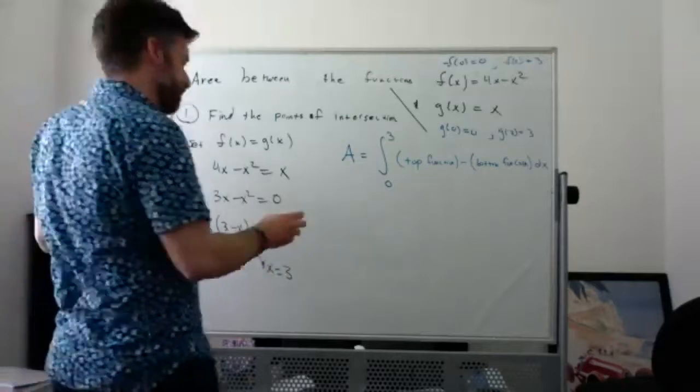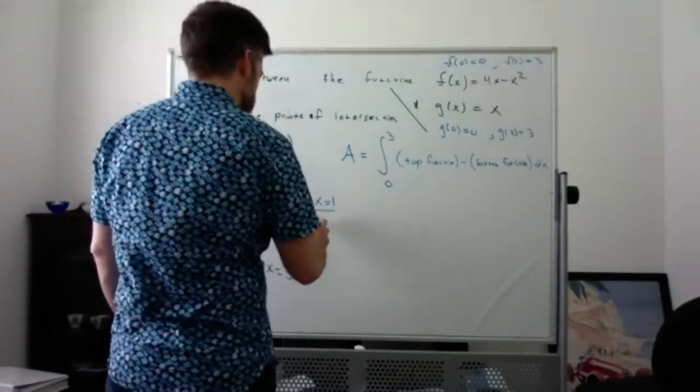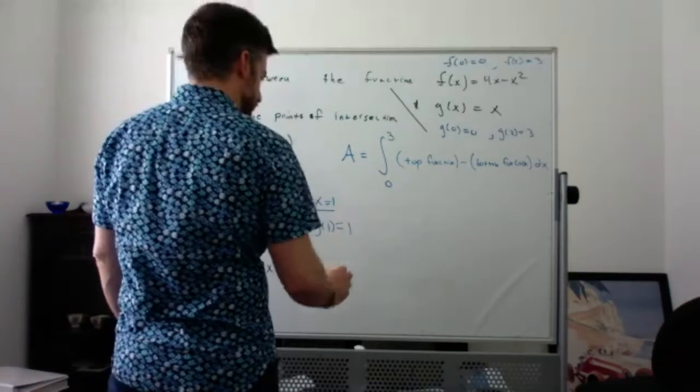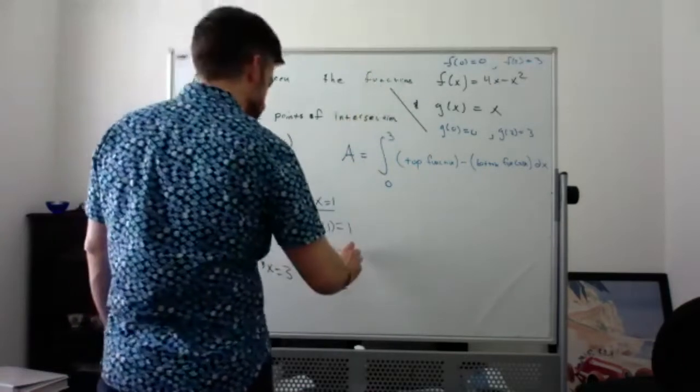So I'm going to pick 1. To pick x equal to 1, I can see that g of 1 is equal to 1, and f of 1 is equal to 4 minus 1.